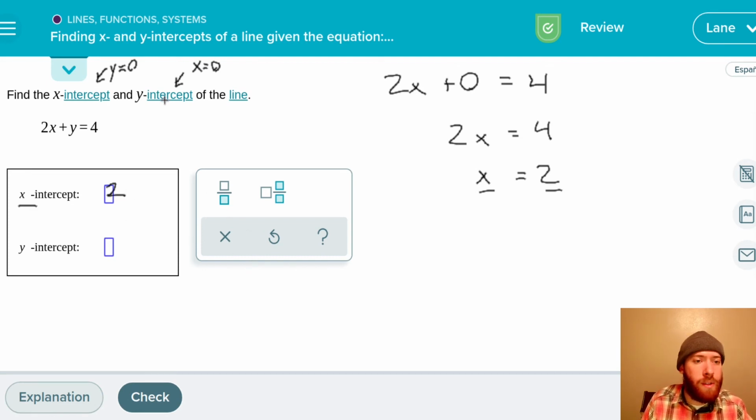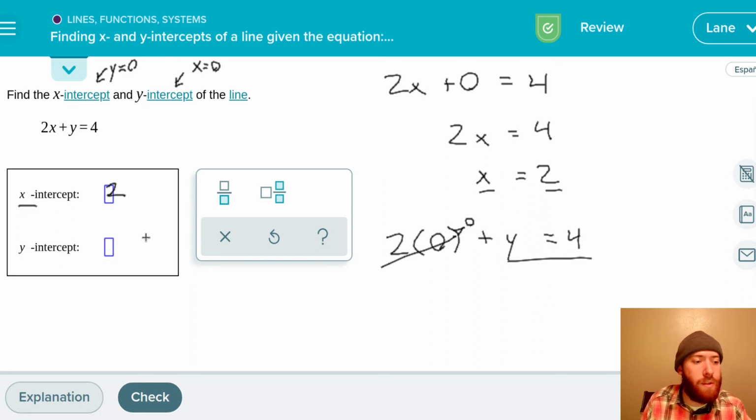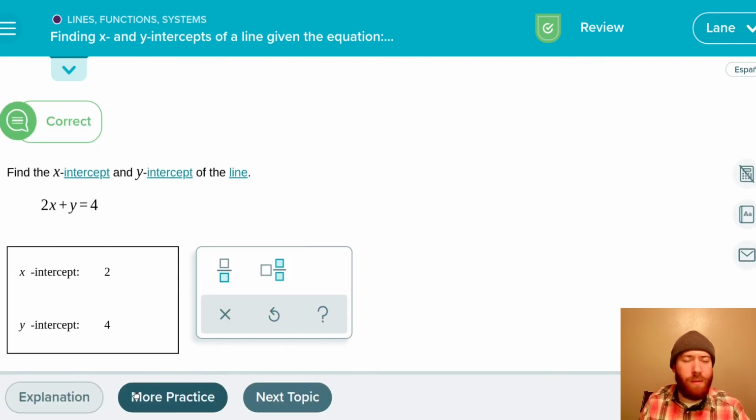Then to find the y-intercept, we're going to plug in 0 for x in this equation. So we're going to write 2 times 0 plus y equals 4. Now 2 times 0 is 0, so this cancels out. And the equation tells us that y equals 4. And that y reminds us that this number 4 is the y-intercept. So let's put in those two answers, 2 and 4. Excellent. Let's do one more.